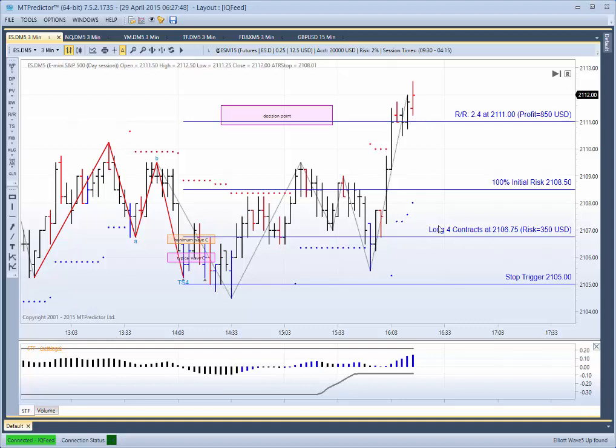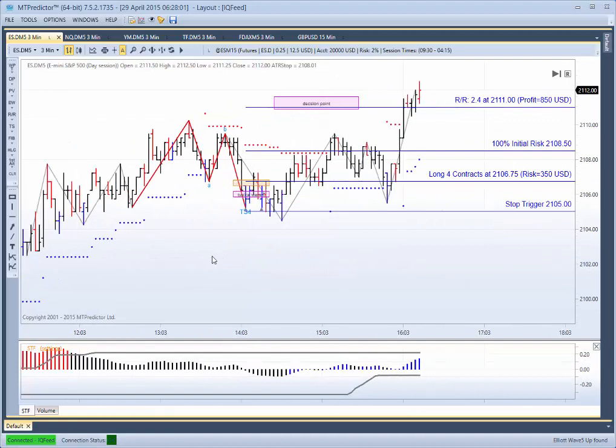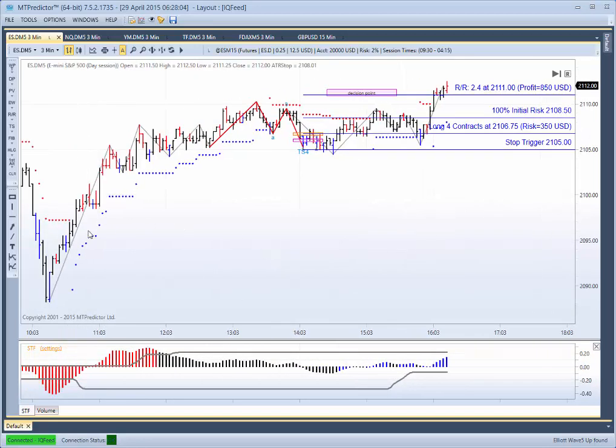loss. Remember, we use correct position sizing to keep our losses small, in this case less than 2% of a sample $20,000 US dollar account. So yes, this would have been a losing trade. So it's important to know, understand and accept that losing trades will happen.